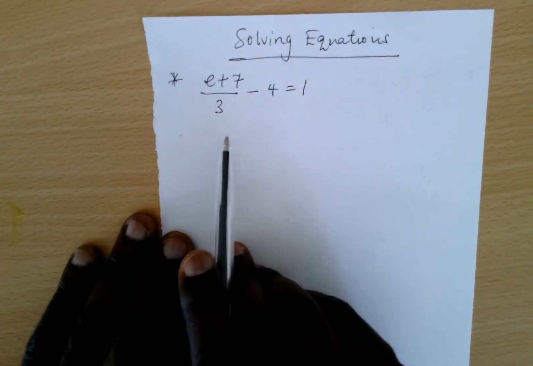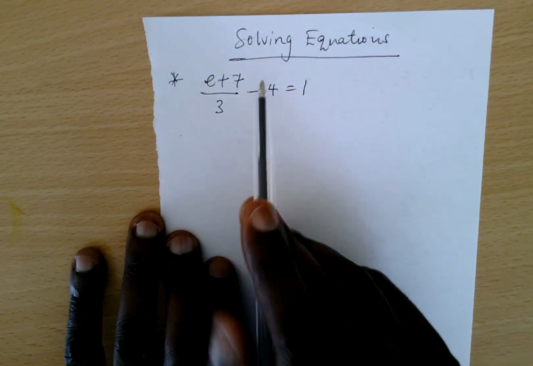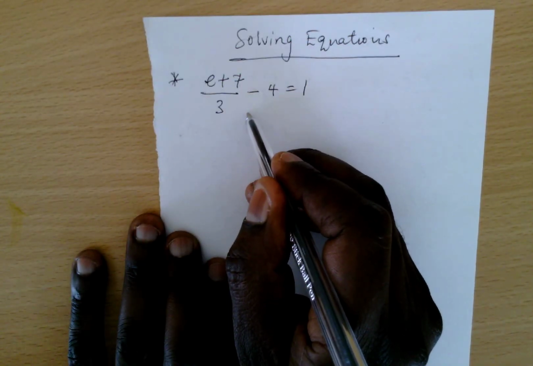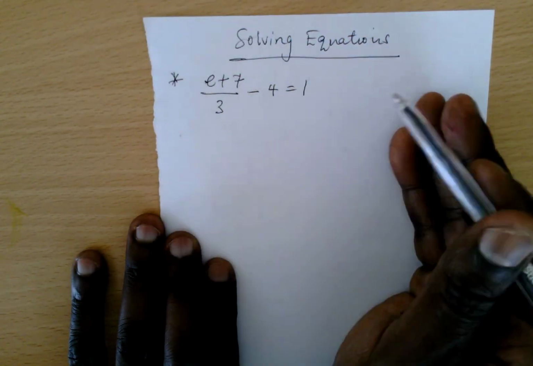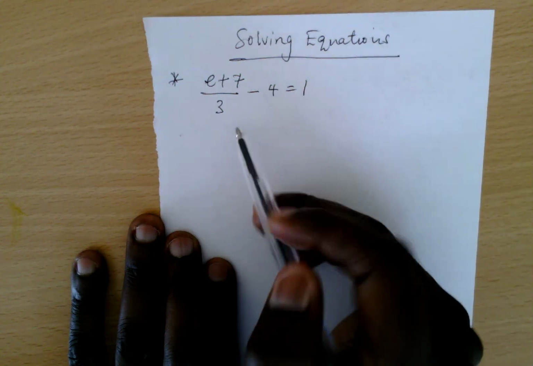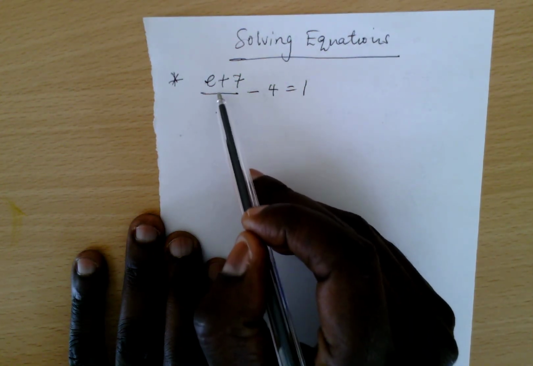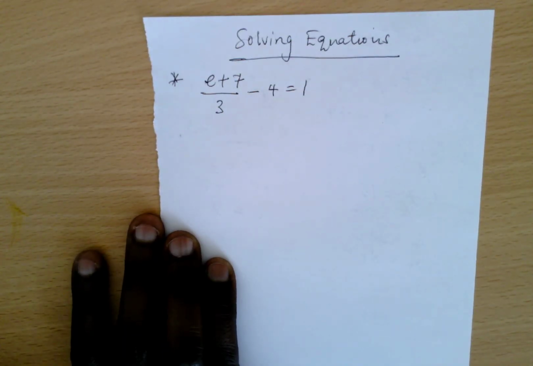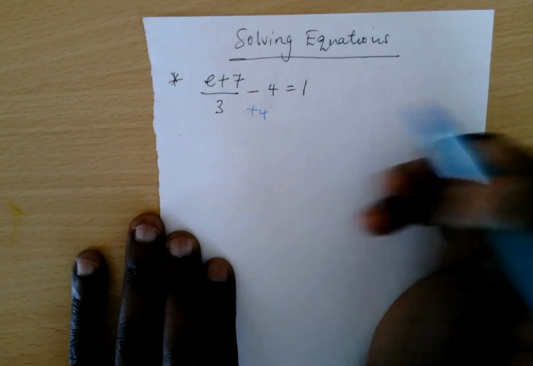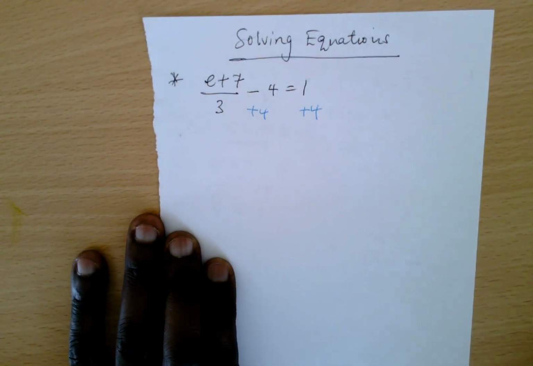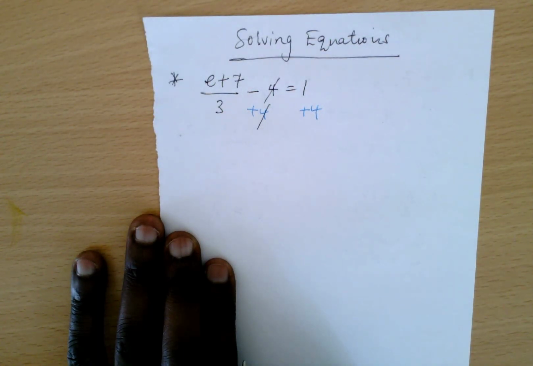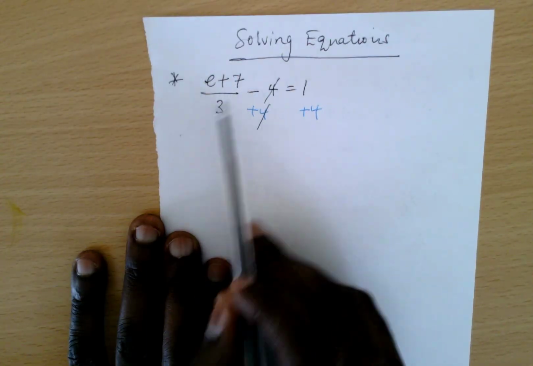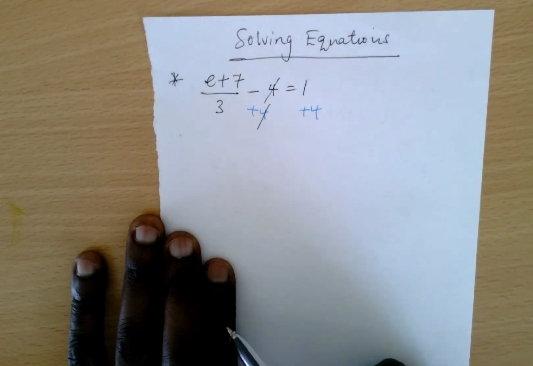Now, there are two methods to do this, but I always prefer to do something on the left and do the same thing on the right. When I look at this, remember we are isolating to have e on its own. I will be tempted first to plus 4 on the left and plus 4 on the right, just to cancel this to 0, making it simple for me to solve the equation. Once you isolate and try to have e on its own, then you know you're close to solving the equation.